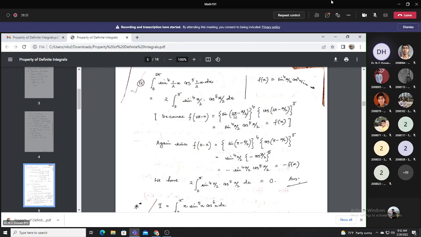So in place of 2 pi, it should be 2 here. Sorry, it should be pi here. So it should be sine of pi minus x by 2 whole to the power 4. And here it should be cos of pi minus x by 2 whole to the power 5. And this cos of pi minus x by 2 gives you minus cos x by 2. And because of this power 5, there should be a minus sign. And according to the property number 7, the result should be 0.